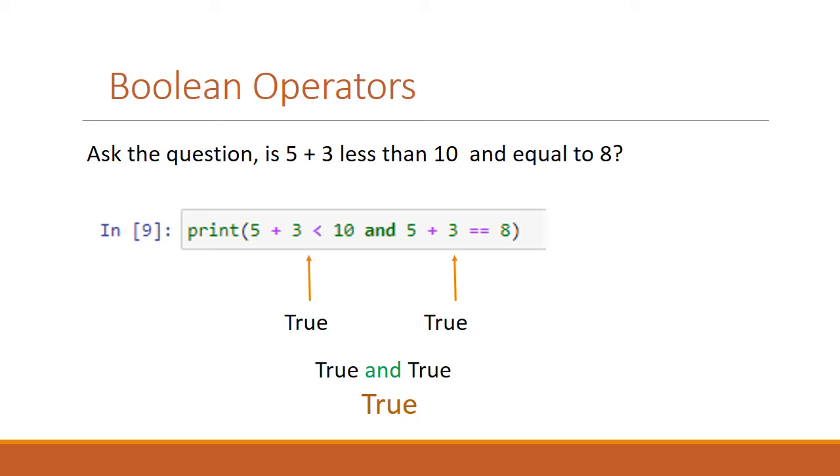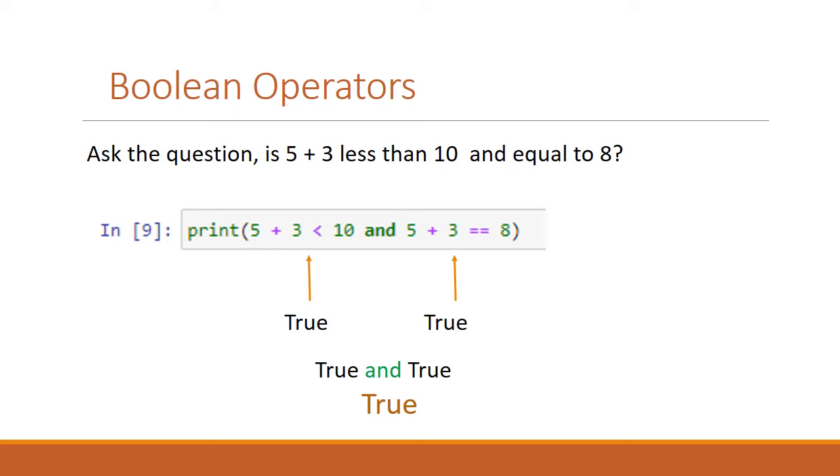So the first thing the processor will do with 5 plus 3 less than 10 and 5 plus 3 equal to 8 is evaluate the addition. So 5 plus 3 is 8. So we have the expression 8 less than 10 and 8 equal to 8. Then it'll evaluate the relational operators.